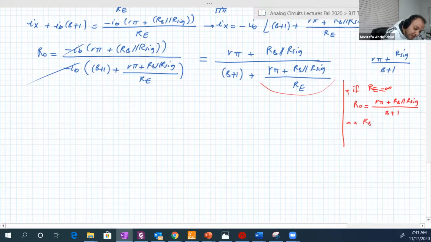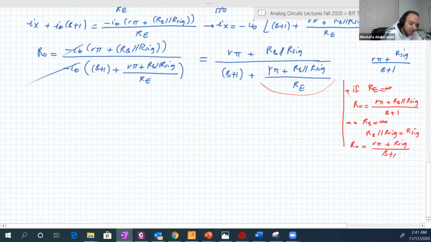Now second step, both RB capital equal to infinity. You know that if you have a parallel combination and one of the resistances is infinity, the parallel combination will go to the second resistance. So RO is R pi plus R signal over beta plus 1. We go back to the original value. So we are on the correct way.